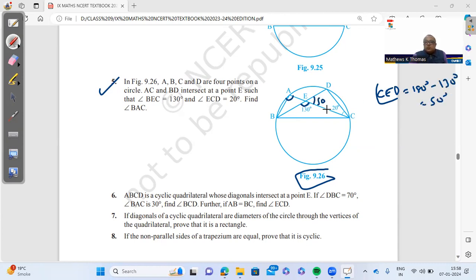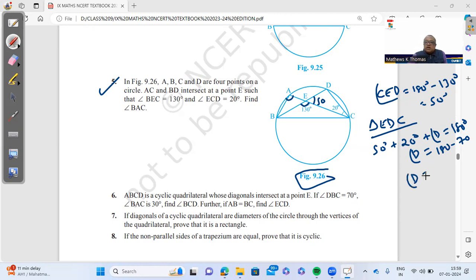Now we know the two angles of this triangle EDC. We can easily find out the third angle by the angle sum property. This is 50 and 20, so I can find out angle D. 50 and 20 is 70. You will get 180 minus 70, so angle D will be 110 degrees. So this angle is 110. Now the question is to find out BAC.